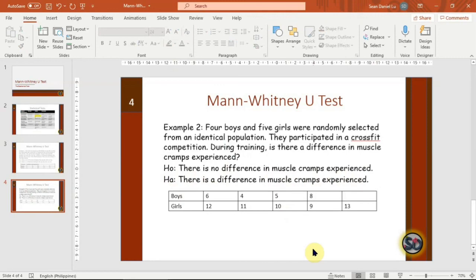Now remember, to check your answer, you always need to ask yourself, does the answer make sense? If you look at the table, clearly there is a difference. Girls experience more cramps than boys. Now that is how you check your statistical inference.